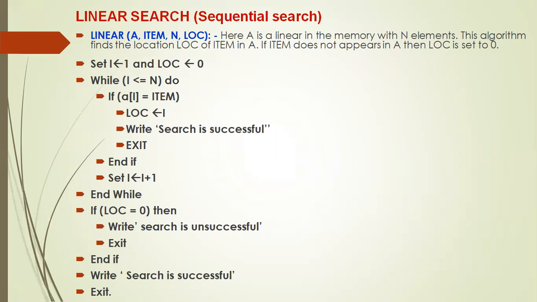5 less than or equal to 5. That is also true. A5, what is there? 50 is there. Is 50 equal to 26? No. So LOC is not changed. So now after that, I becomes 6. Go backward. Is 6 less than or equal to 5? No, because your while loop is over.